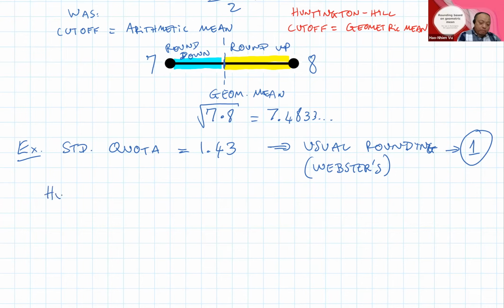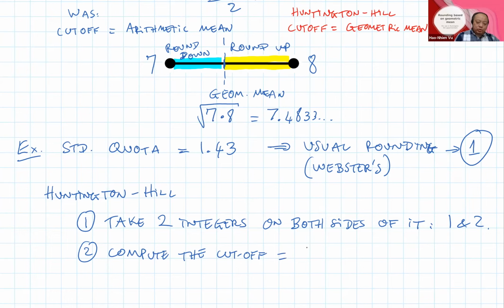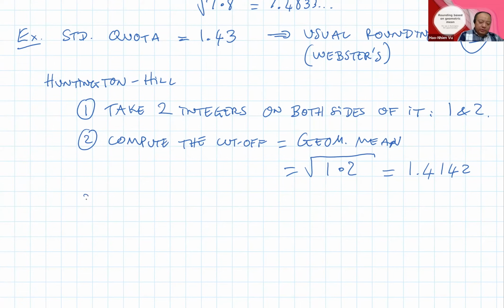For Huntington Hill, we would go slow like this. Step 1 is to take the two integers on both sides of it. Our number is 1.43, so the two integers are 1 and 2. Step 2 is to compute the cutoff, which is equal to the geometric mean. And that is the square root of 1 times 2, which is the square root of 2, and that's equal to 1.4142.